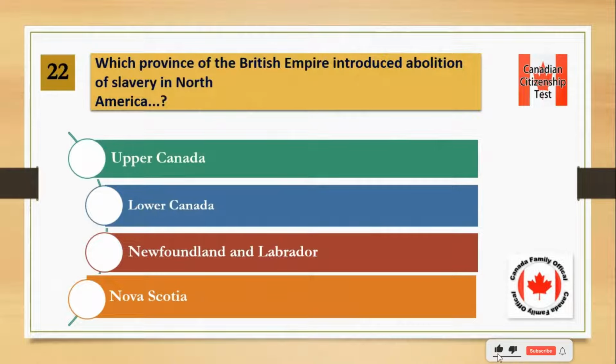Which province of the British Empire introduced abolition of slavery in North America? Number 1, Upper Canada. Number 2, Lower Canada. Number 3, Newfoundland and Labrador. Number 4, Nova Scotia. And the answer is Upper Canada.